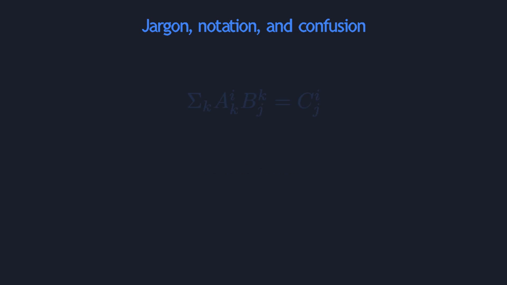Now it gets even more confusing. The sum symbols are often omitted, because you always know which indices are being summed over. Just look for repeated letters. This is called Einstein notation, and it makes things much more difficult for newcomers. I mean, this is what the matrix product looks like now. Would you have guessed?